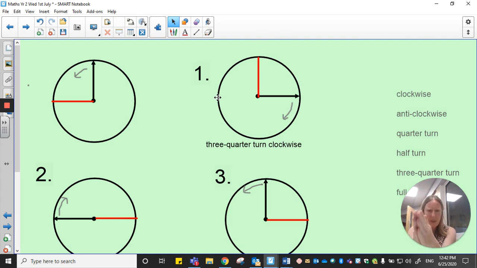And imagine yourself and think, right, I'm going to turn 1 quarter clockwise. So I'm going to go from there to there. And the clock, 1, 2, 3, yeah. And actually go and practice some quarter turns. You can stand up and think, right, which way is clockwise? 1, 2, 3, and go and practice that at home.